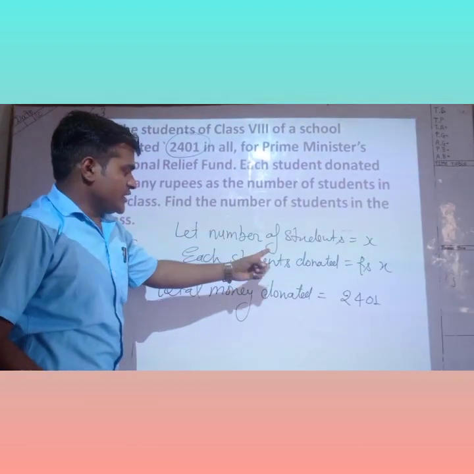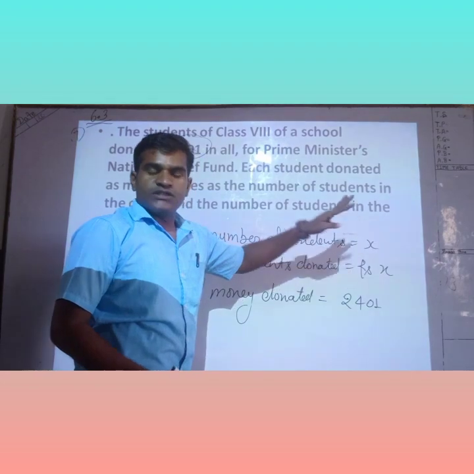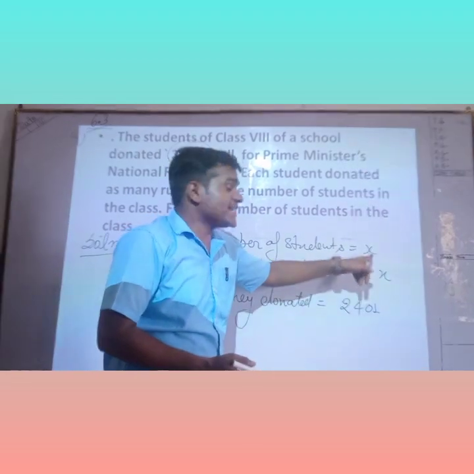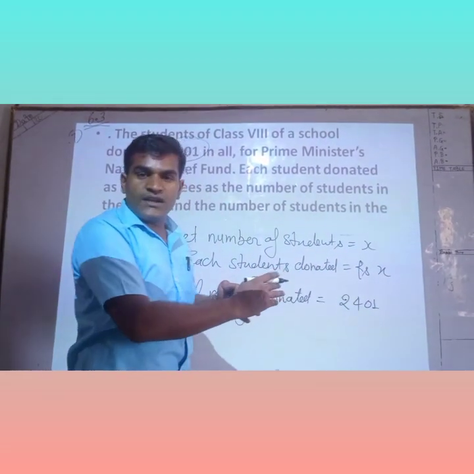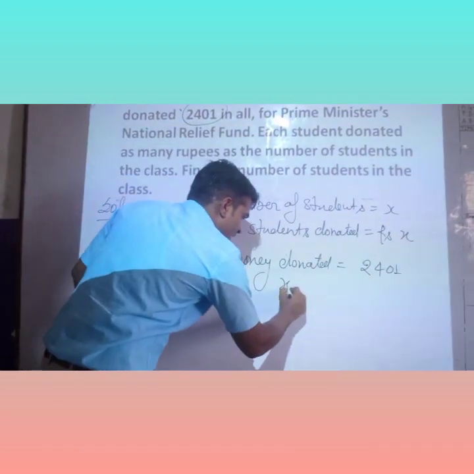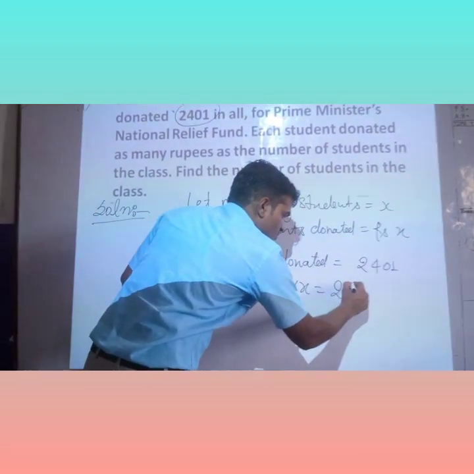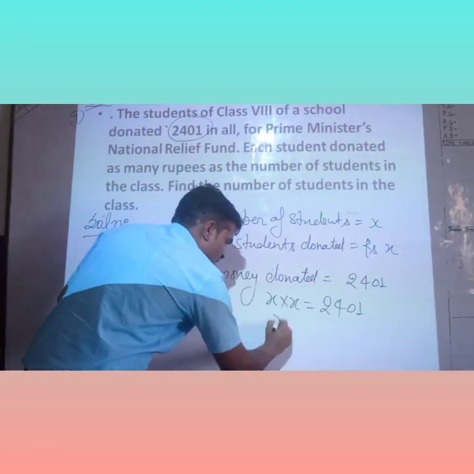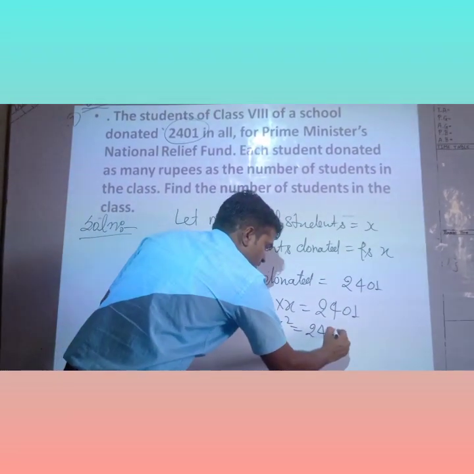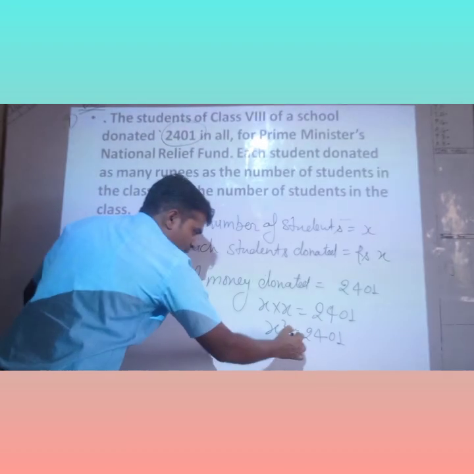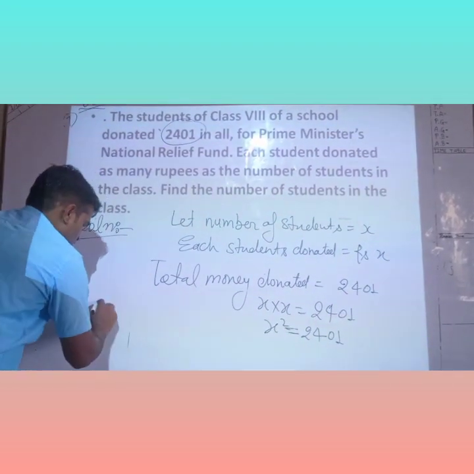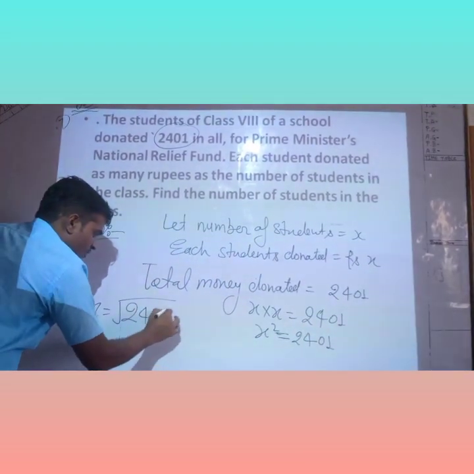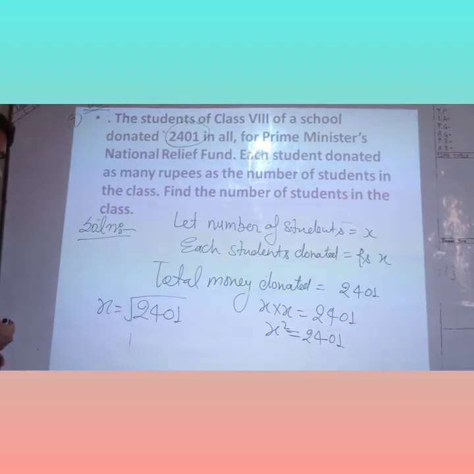If one student donates x rupees, then two students donate 2 into x, 3 students donate 3 into x, but there are x students, so x students donate x into x. So children, x multiplied by x is equal to 2,401. That is x squared is equal to 2,401. Now the power of x is 2, so x is the square root of 2,401. So we'll find the square root of 2401.